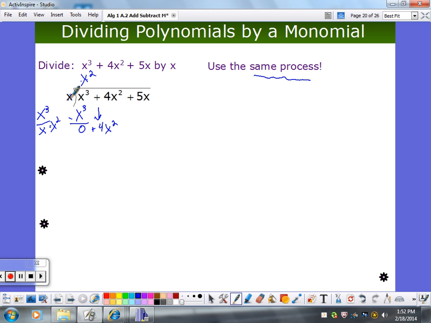And then we look at this guy and say x times what is 4x squared? And if we don't see it right away, well, let's divide it. 4 over what? What's x squared divided by x? What do we do with these exponents? x squared over x is x, right? 4x.